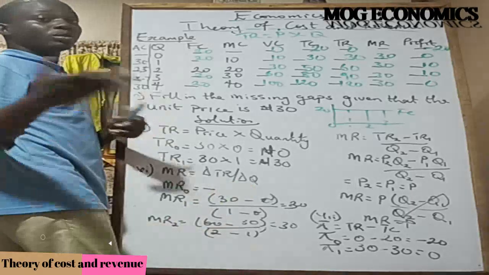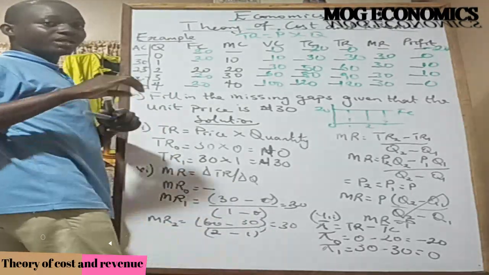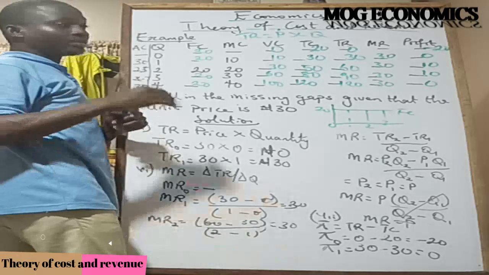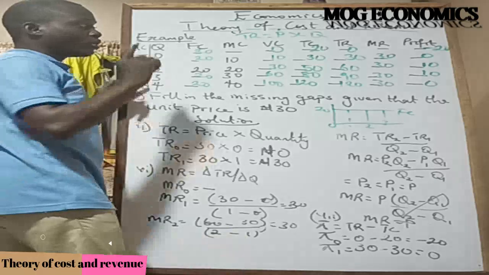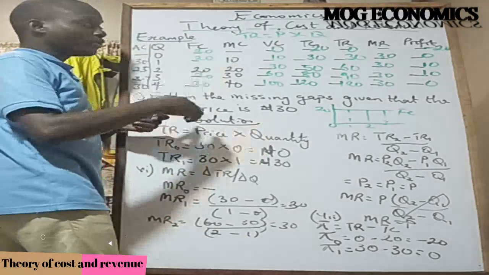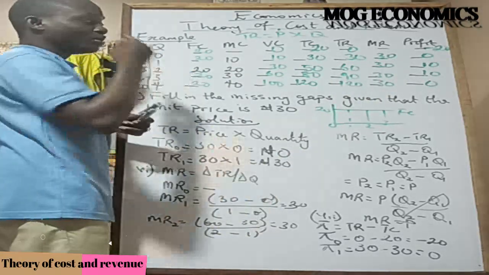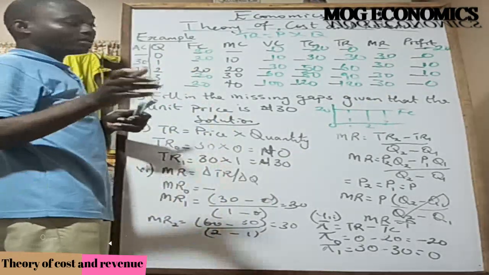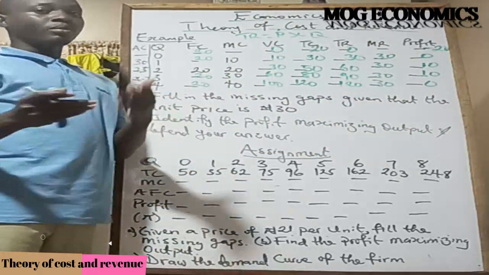So the highest total profit is made at the profit maximizing output. The marginal revenue and the marginal cost will be equal, but the profit at that point, this is total profit, is going to be the highest among all of your profit values. And then your MR at that point will be equal to your MC.